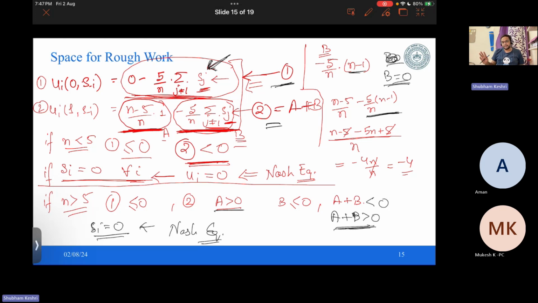Is this clear? When everybody is playing 0, term 1 will be 0, term 2 will be positive. Clearly it will be positive. So everybody will play 0. If someone plays 1, then there might be cases when this A plus B becomes negative. Therefore, everybody will try to play 0.